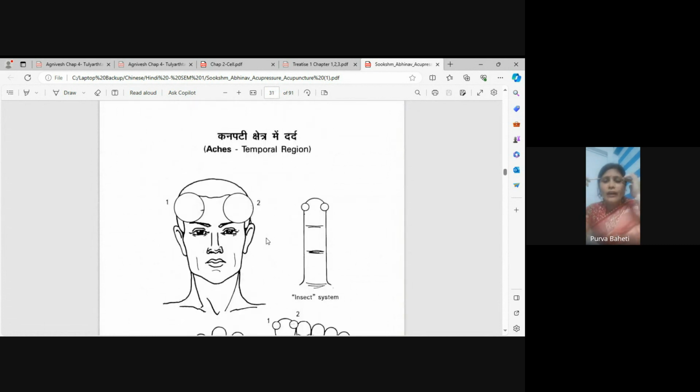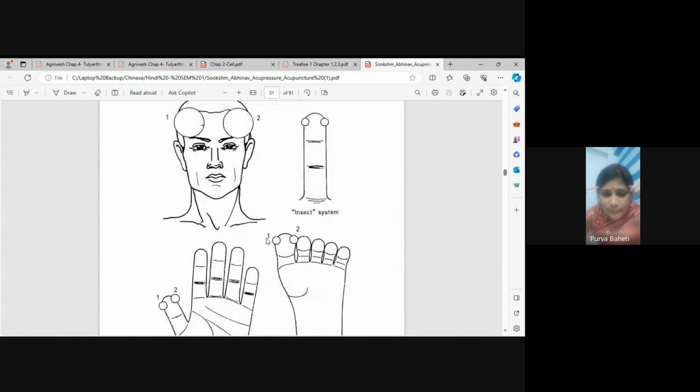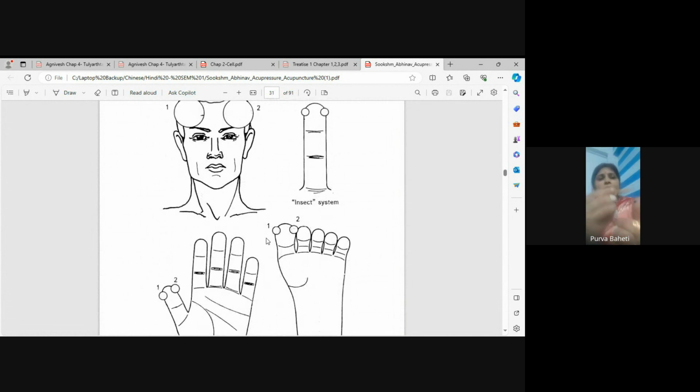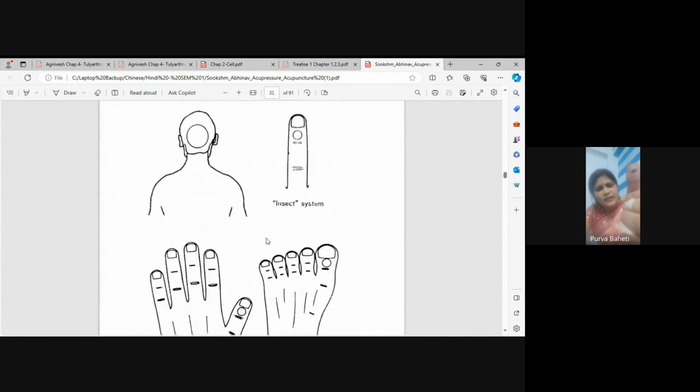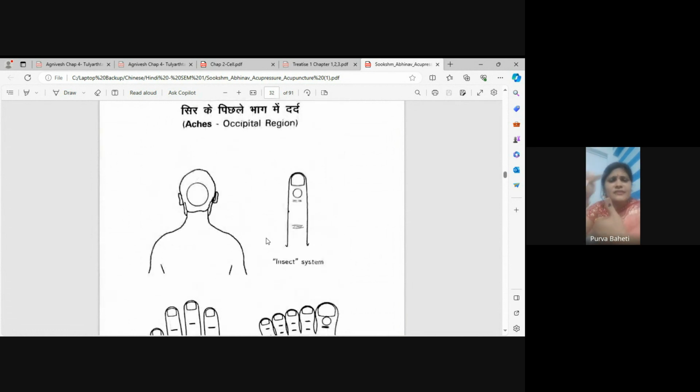In the same way, if I have any problem in my temple area, see, the temple area is here. So these are my temple areas, this portion and this portion, towards the 2 sides of my forehead. My thumb is visible now properly. These are my temple areas. Next slide, sir. Gradually, sir, go down.